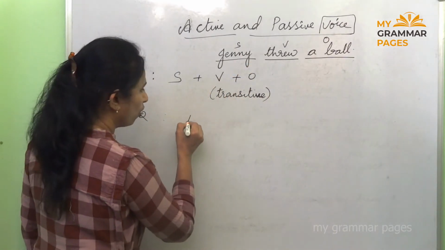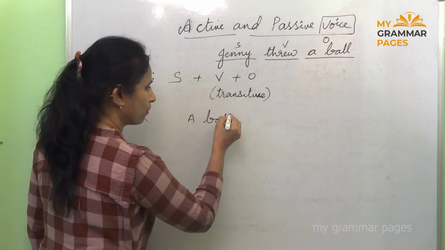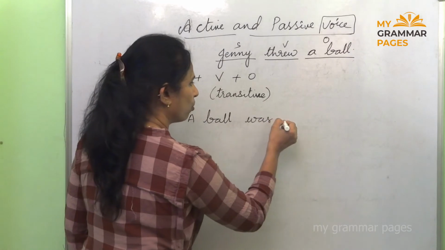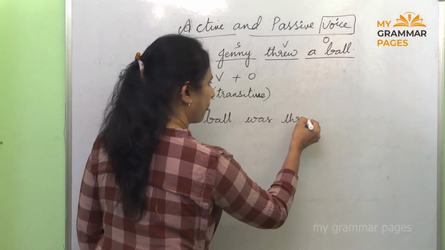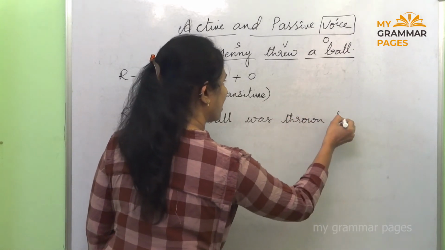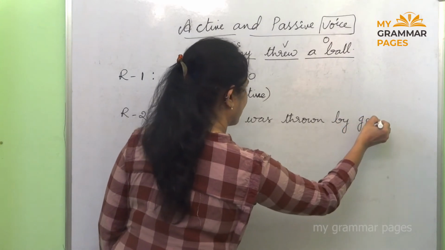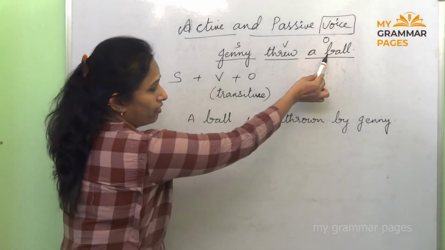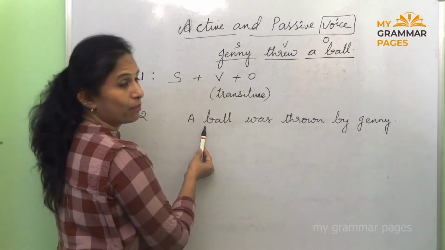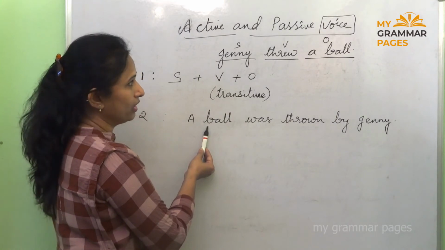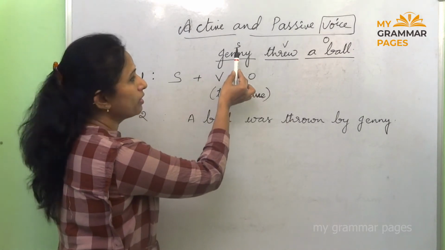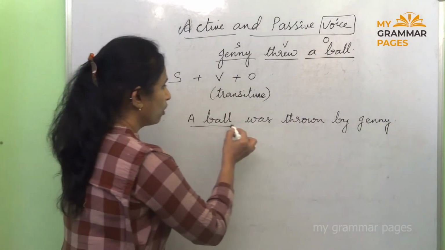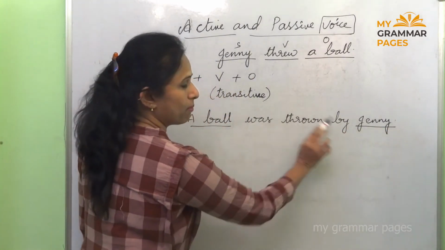Now I am taking the object as the subject of the sentence at the beginning. A ball was thrown by Jenny. Now look at the placements of subject and object here. A ball, which is considered to be an object, has become the subject in the next sentence, I mean the passive voice. And Jenny, which is considered to be the subject, has become the object of this particular sentence. Now, you focus only on this one, just forget about this.